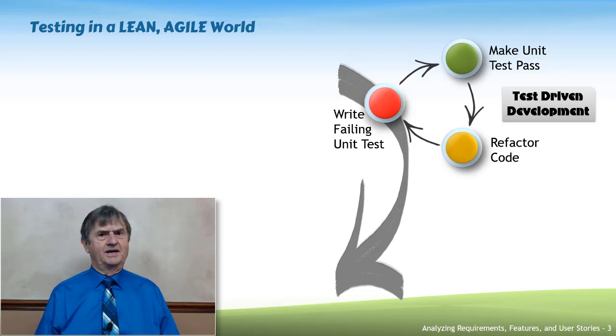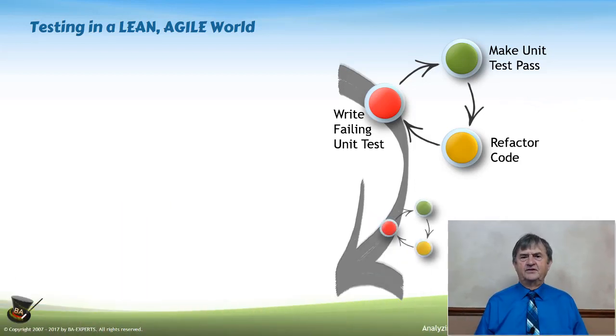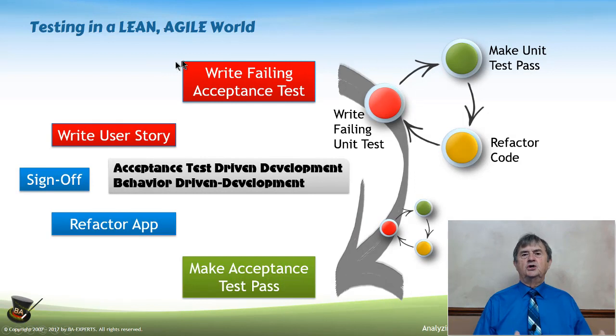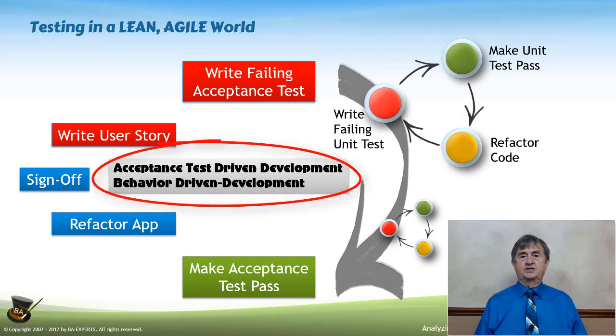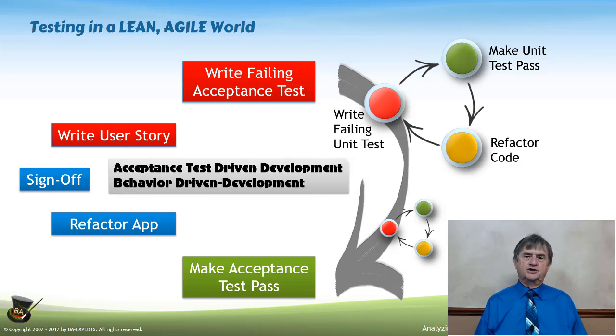Lo and behold, like many things, we identified that this is a phenomenally effective technique for communicating, really at the lowest level of detail, at the level of detail that developers need the requirements. We've basically elevated the concept one whole stage to where it is now called acceptance test-driven development or behavior-driven development. Those two terms are pretty much interchangeable.